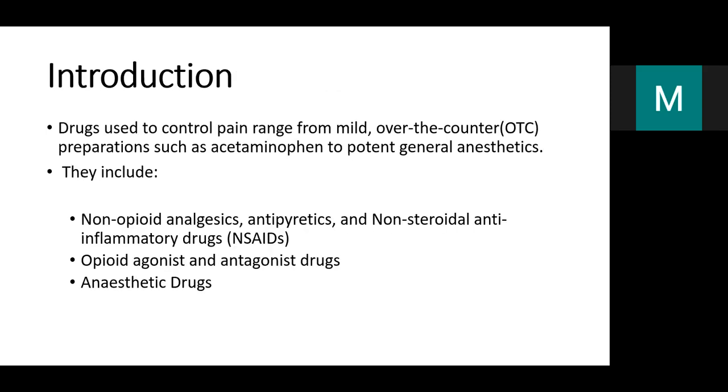So drugs that are used to control pain range from mild over-the-counter preparations such as acetaminophen to potent general anesthetics, increasing in terms of complexity and in terms of severity of pain. So acetaminophen is used for mild pain, and the general anesthetics are used for very severe pain. They include non-opioid analgesics, antipyretics, and non-steroidal anti-inflammatory drugs, which are known as the NSAIDs. And then we have opioid agonist and antagonist drugs, and then anesthetic drugs.